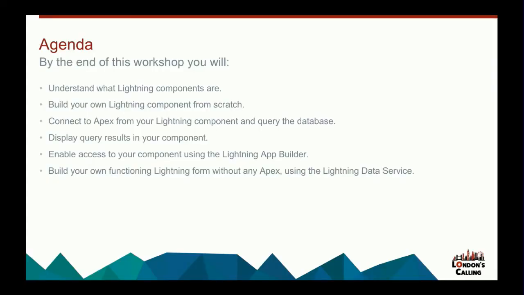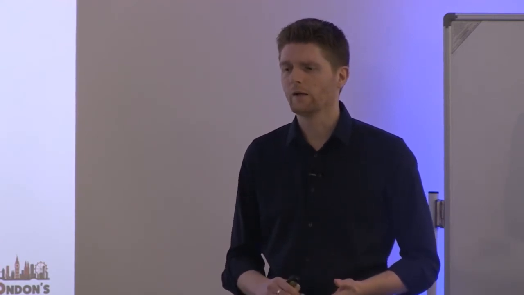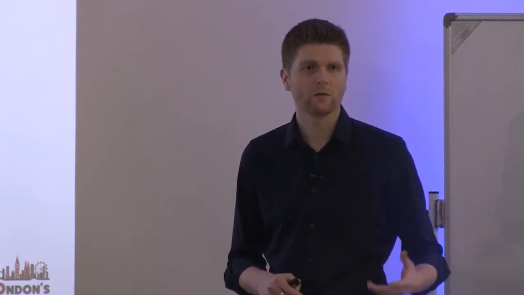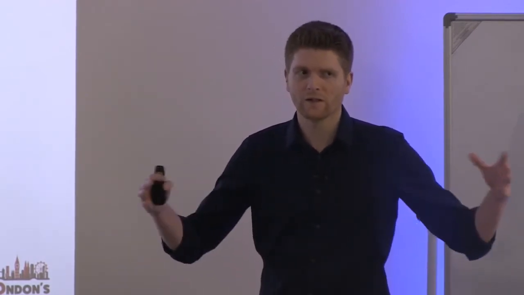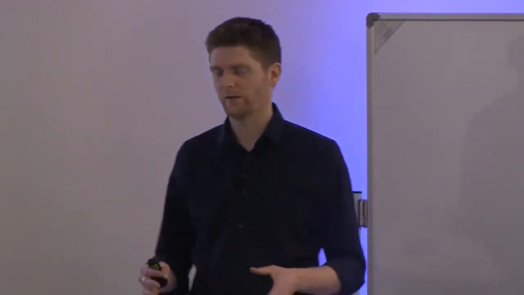By the end of this workshop, you hopefully will understand a bit more about Lightning. You'll have been able to create your own Lightning component from scratch. You will have added styling, and you'll understand a bit about the Lightning design system that we use to apply styling on this. You will have made that component dynamic, so you'll connect to an Apex class, and then you'll make a call, you'll return the results, and you'll process those in your Lightning component. And then what we want to do is make a form that you can update a record, or create a record in this case, using no Apex at all, using the Lightning data service. So we're hopefully going to cram all of that into an hour, but we'll see how we get on.